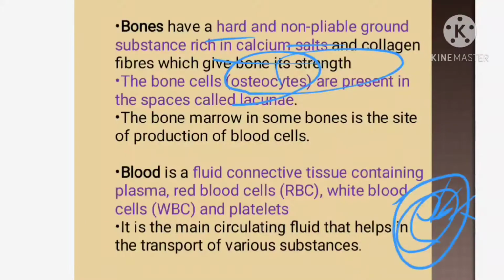And in this bone marrow, you can find the production of red blood cells. Any sort of blood cells are produced. Formation of blood cells takes place there. Okay, so that is regarding your bones.